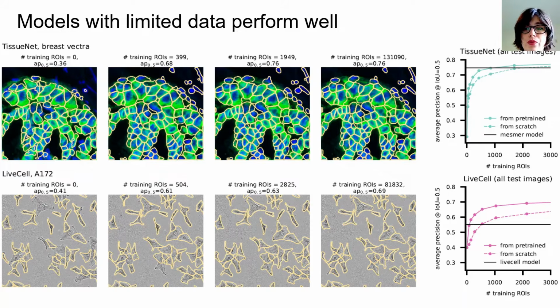We saw this hold true for the live cell dataset as well. Starting from the pre-trained model is even more important in the live cell dataset. You can see this curve is much higher than the starting from scratch curve. And it saturates relatively quickly, around 1,000 to 2,000 ROIs. And so this suggests that we don't need a lot of data to train our models.